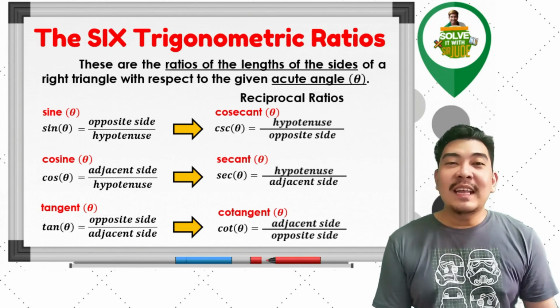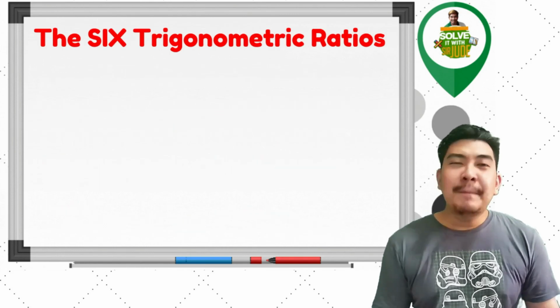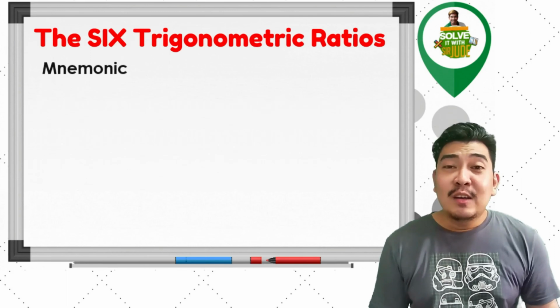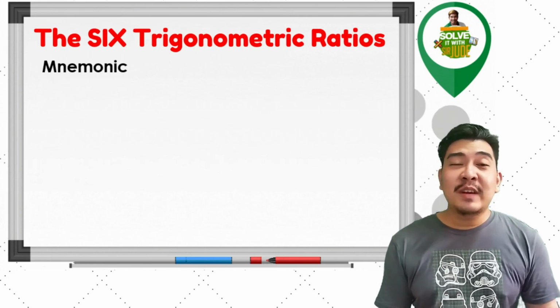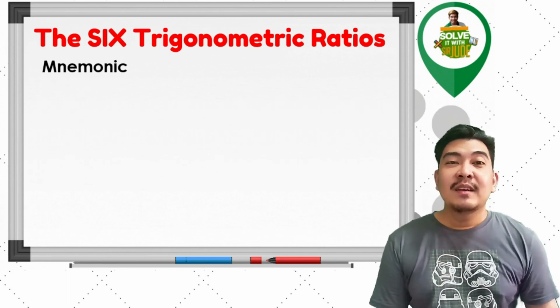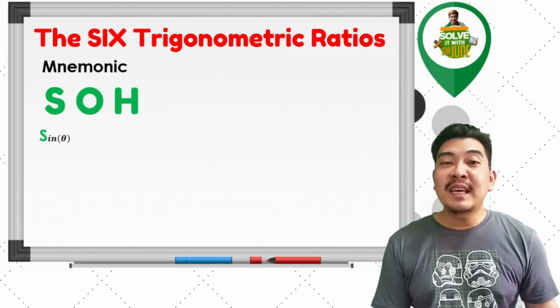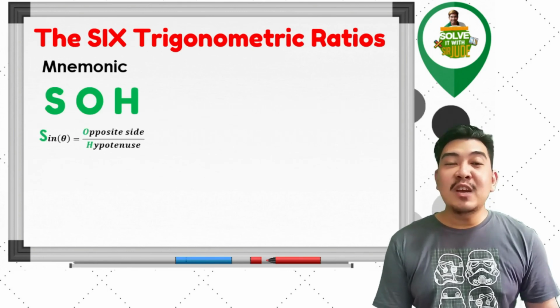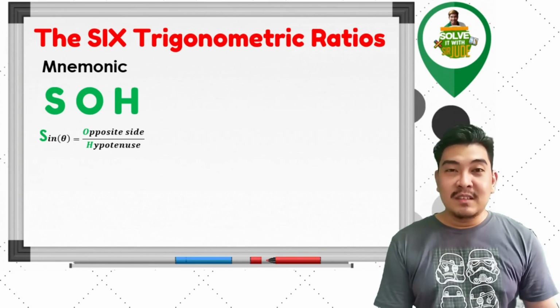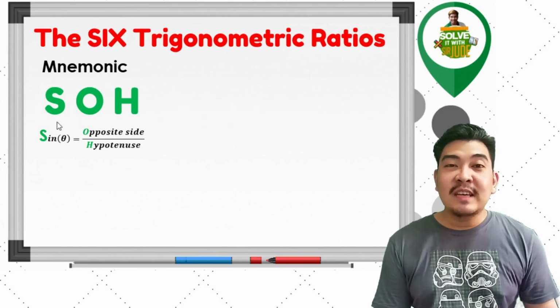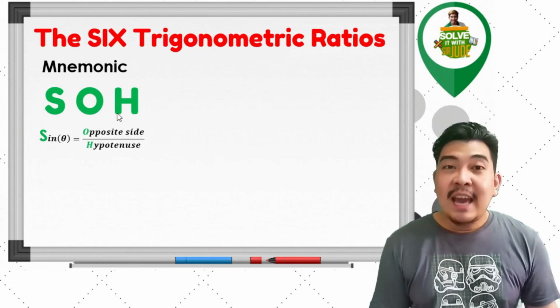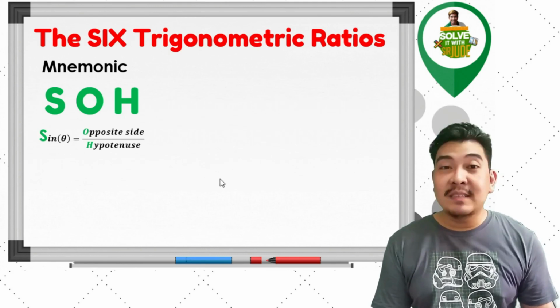So now, let us have some mnemonic to make it easier for us to remember. For the basic trigonometric ratios, the first 3, we have SOH. This is the first one. So SOH meaning sine theta is equal to opposite over hypotenuse. S in the mnemonic itself stands for sine, O here stands for opposite side, and H stands for the hypotenuse.